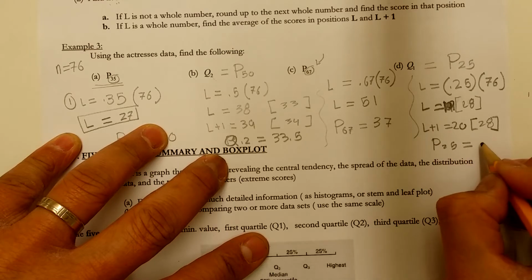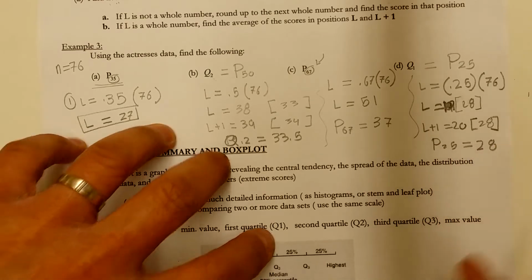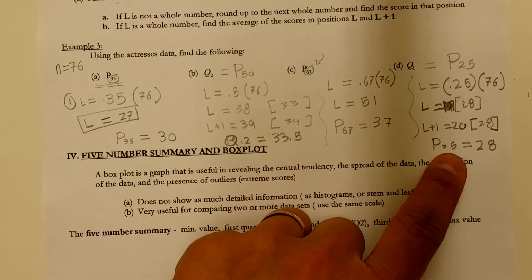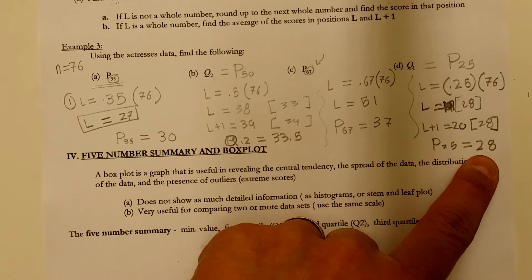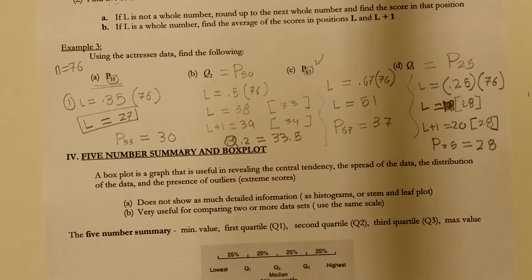So P25 is 28, and P25 means 25th percentile, which means that 25% of all actresses are below 28. Or another way to say that is 75% of all actresses are above 28.